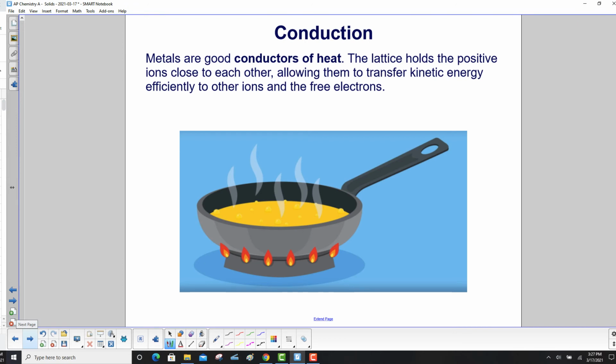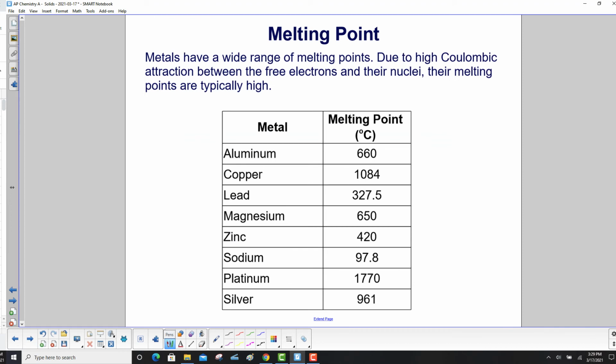Metals are good conductors of heat. The lattice holds the positive ions close to each other, allowing them to transfer kinetic energy efficiently to other ions and the free electrons. Metals have a wide range of melting points. Due to high Coulombic attraction between the free electrons and their nuclei, their melting points are typically high. So in no particular order, we have platinum, which is very high. Sodium melts at 97.8 Celsius, and lead is probably the next lowest. But you can see how they have that wide range, but it's still a lot higher than the melting point of water, which is 0 Celsius.